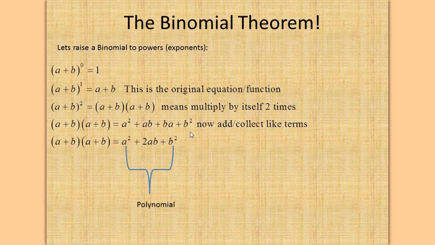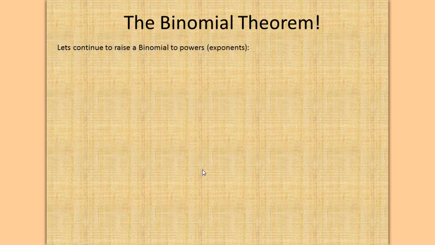Now we collect the like terms. We have a times b plus b times a. Well, b times a is the same as a times b. So that means that's 2ab. So a squared plus 2ab plus b squared. And there's our polynomial from a plus b squared, as we did just previously. Let's continue and raise a binomial to powers.